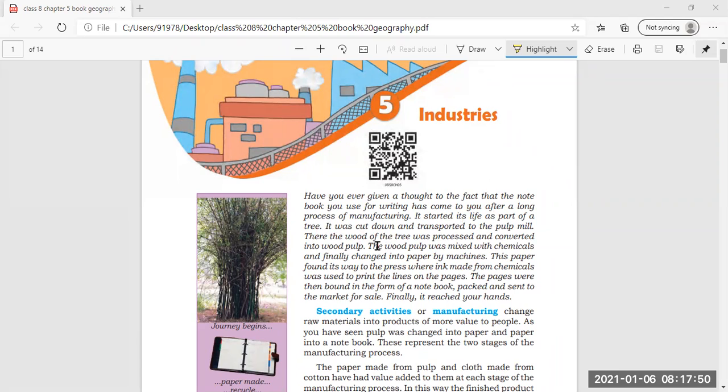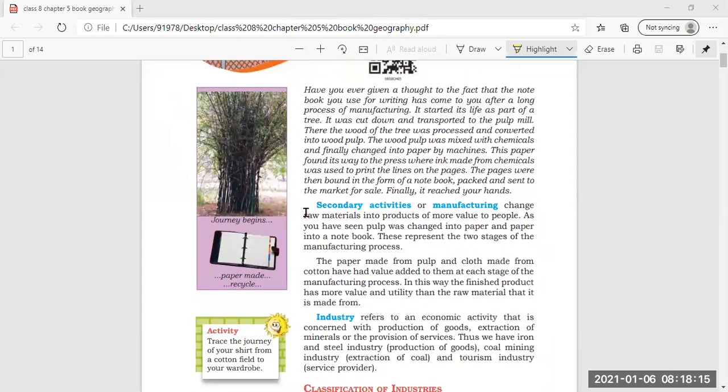So the whole process, from the cutting of the tree, that is, you are getting the raw material in the form of wood, and then processing it into wood pulp in a mill, and then till the final product, whatever process takes place, it takes place in the industries only, in factories only.